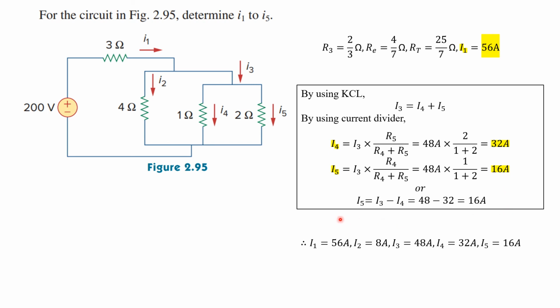You can also double check using Kirchhoff's current law, and therefore we can conclude that we have successfully found the total resistance and all the required currents.